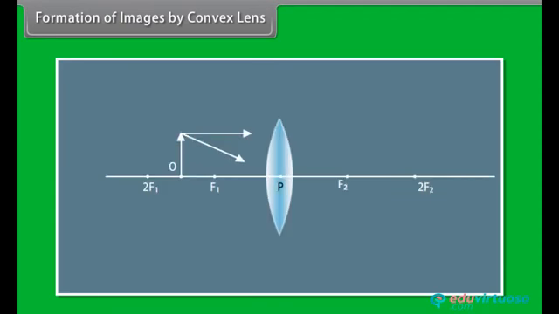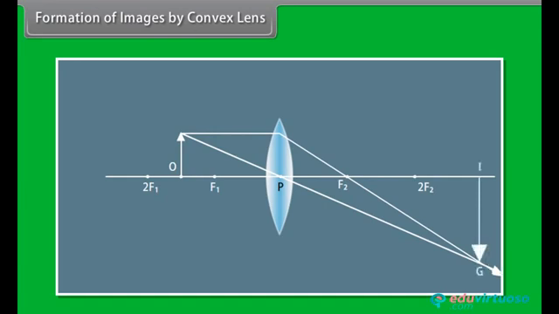When the object is placed between 2F and F, then the image is formed beyond 2F on the opposite side. The nature of the image is real, inverted and enlarged.